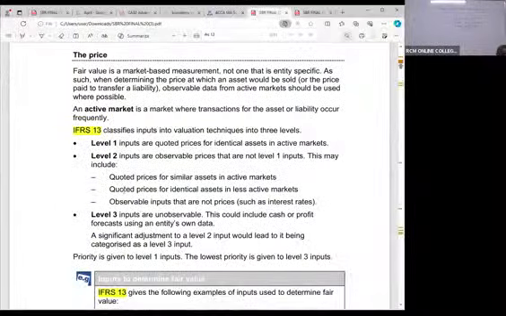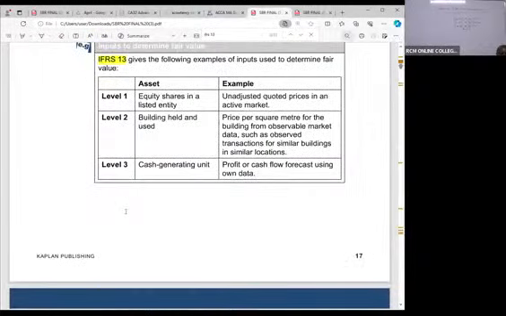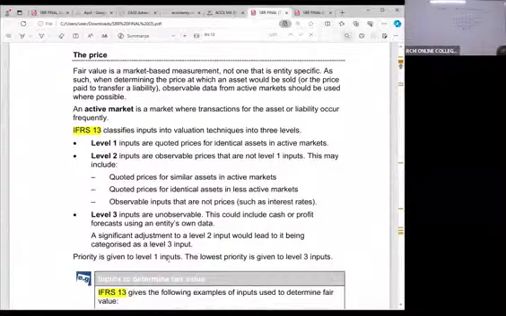Now from there, ladies and gentlemen, you can see a priority is given to level 1 inputs. The lowest priority is given to level 3 inputs. Assets where you have level 3 inputs that are unobservable, with nothing similar, normally are not easy to sell, like these antiques. Like you must have seen guys who are into these very, very old vehicles. Those old vehicles will not be very easy for you to get markets for, and they're very pricey outside here.